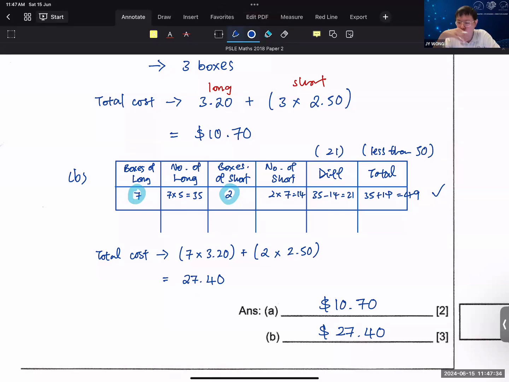You just go and choose number of long boxes minus number of short boxes. Go and find the number of candles until you get eventually the difference is 21. There are not many different numbers you can use because your total number of candles must remain fewer than 50. So actually, you don't have that many options to check.